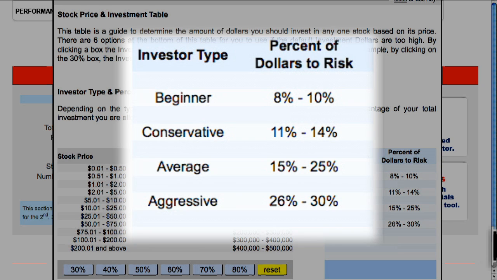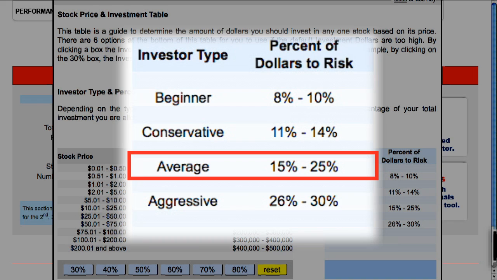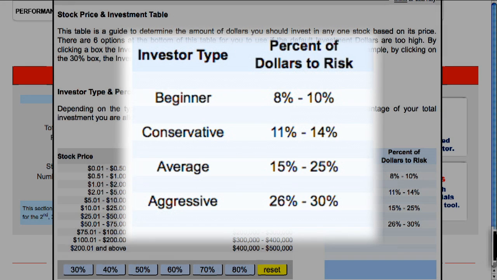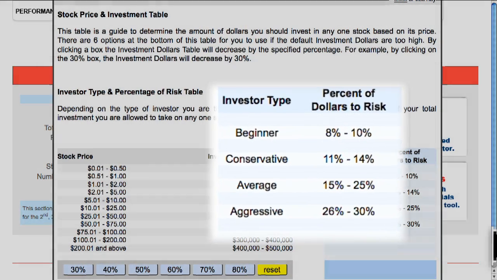If you're categorized as an average investor, it shows to risk between 15% and 25%. If this is too high, then you should only risk what you are comfortable with. If your comfort zone is 10%, then you should only risk that amount.